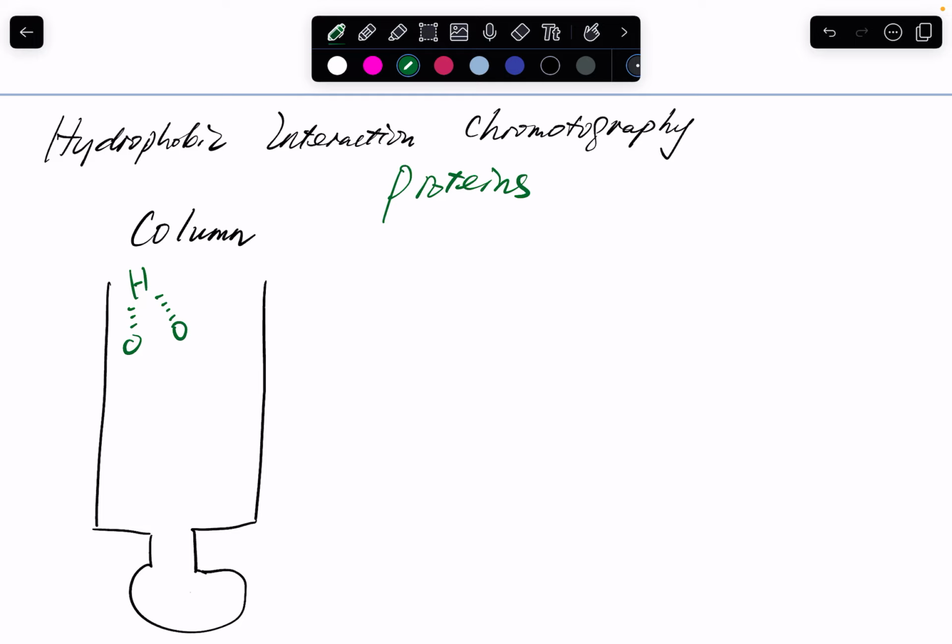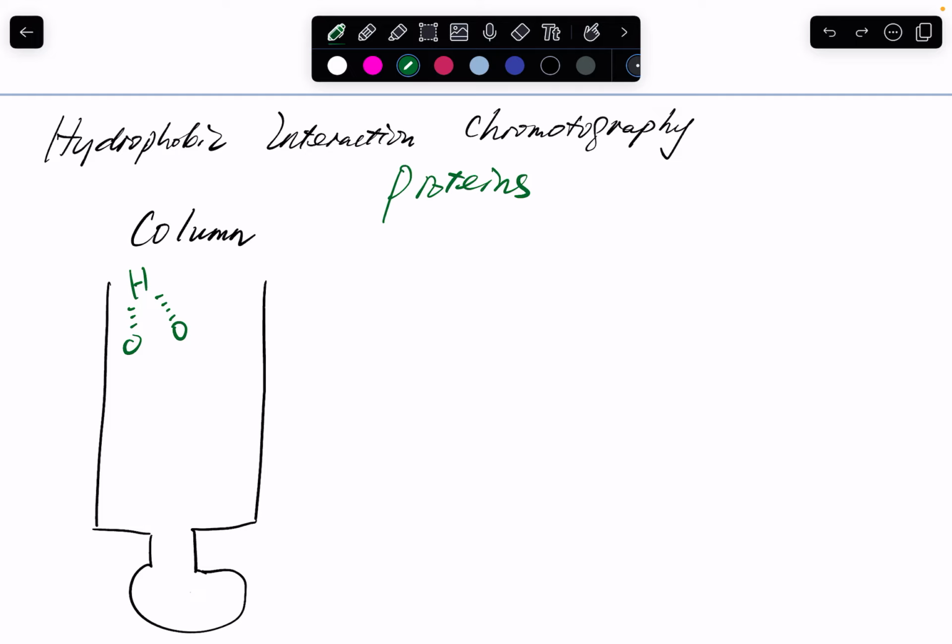The purpose of this lab technique is to elute the protein of our interest. We want this beaker to collect the protein of our interest, given the different properties of proteins, because some proteins are hydrophobic, some proteins are hydrophilic. We're going to see which type of protein is going to elute first into our beaker.